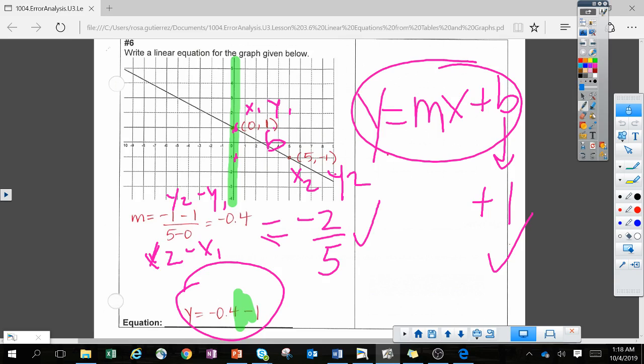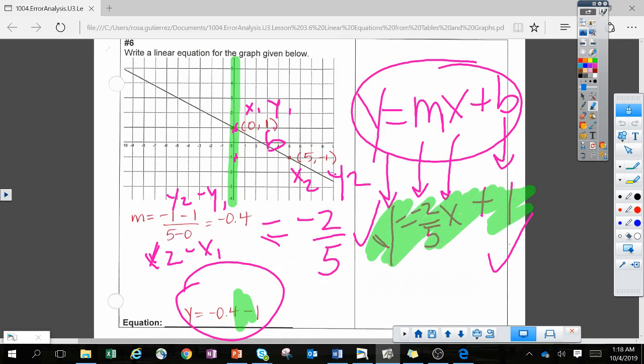We're going to say y, because remember we bring down y. Sorry, it's getting a little messy. Equals m, bring down, I'm going to say -2/5, and then x plus 1. So this should have been the correct answer. y equals -2/5 x plus 1. You could also say -0.4x plus 1. That totally would have been fine too.